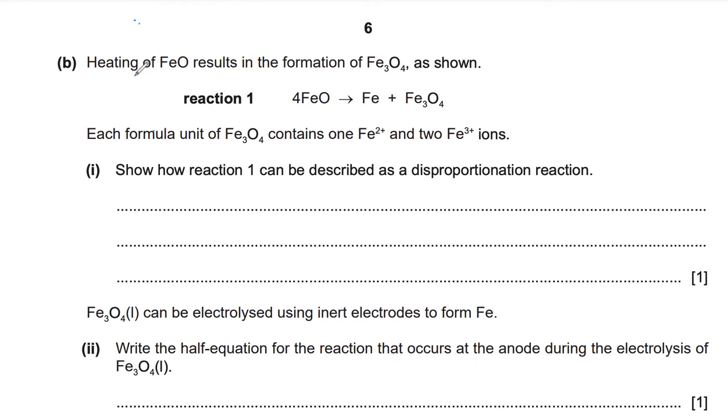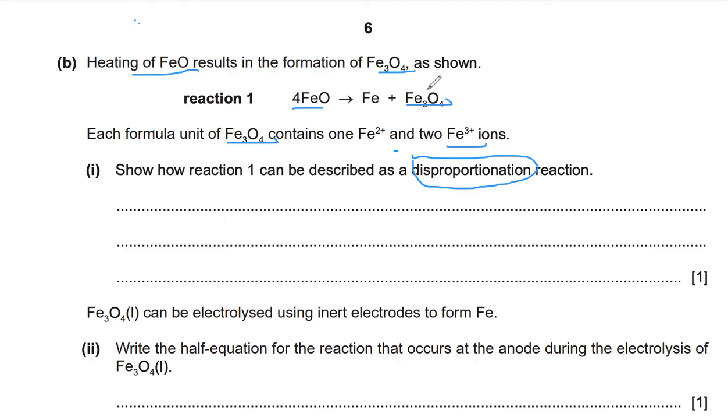Okay. Now it says heating of FeO results in the formation of Fe3O4, 4FeO, which forms this. Each formula unit of Fe3O4 contains one of these. Show how reaction 1 can be described as a disproportionation reaction. So what is a disproportionation reaction? One ion is gaining an electron, and basically it is being oxidized and reduced in the same equation.